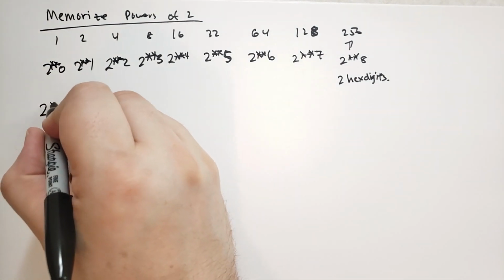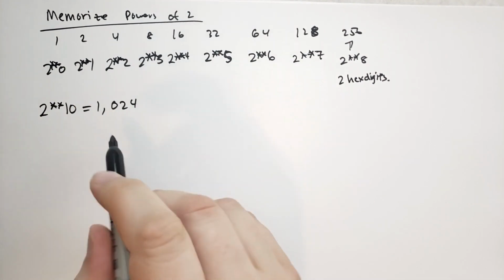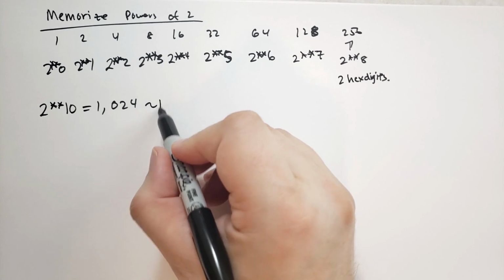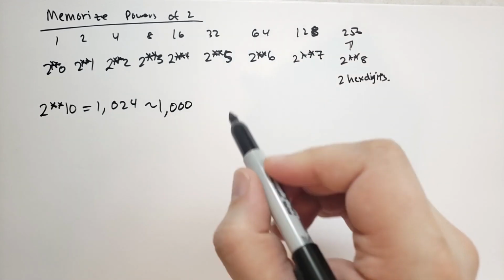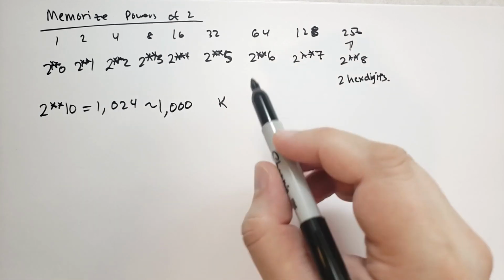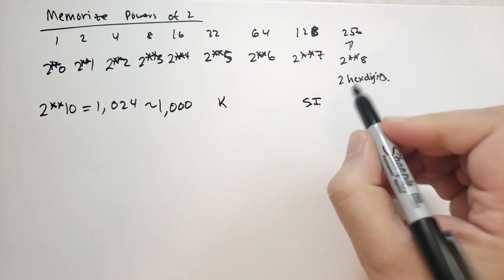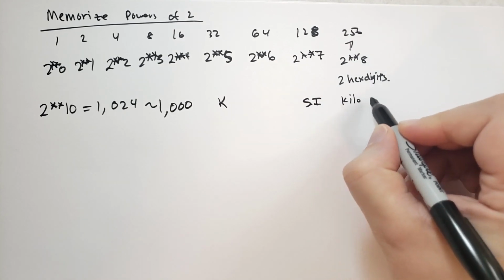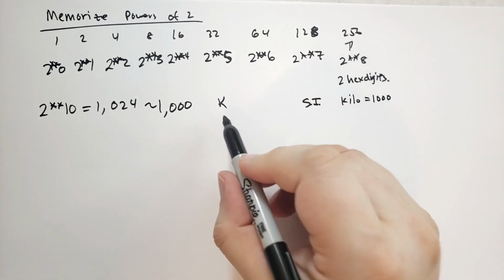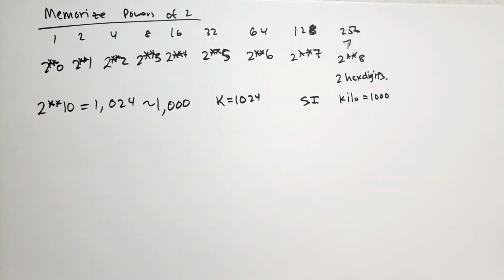Okay? That's going to give you 1024. And if you notice, this is very close to 1000. So we have called this K in the past. Okay? Now there is, in SI, standard notation, right? You're going to have kilo means exactly 1000. But here we're saying K is equal to 1024. Okay, because it's so close.